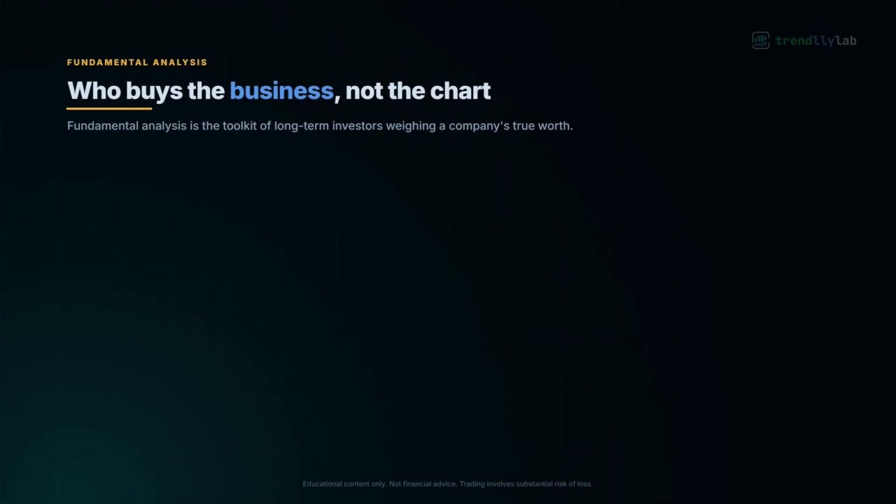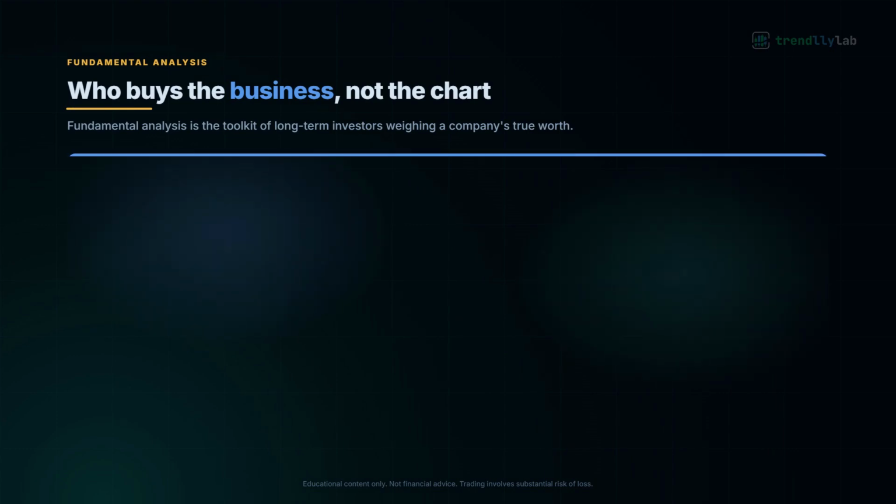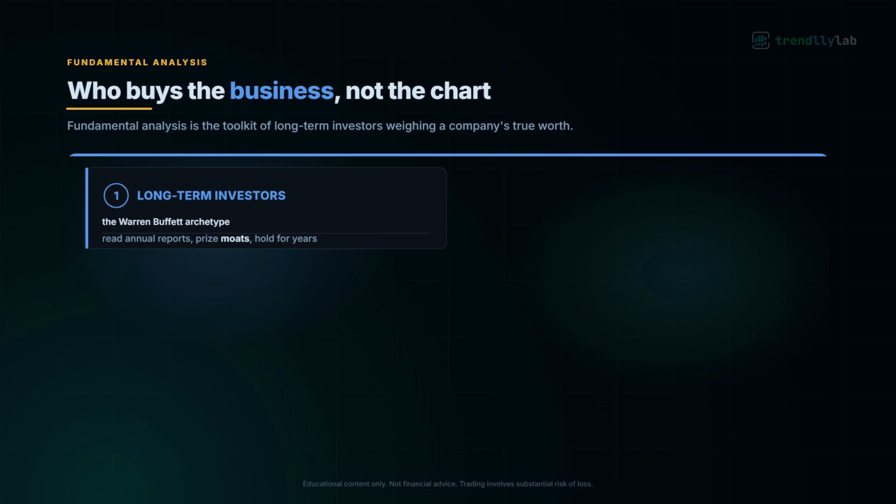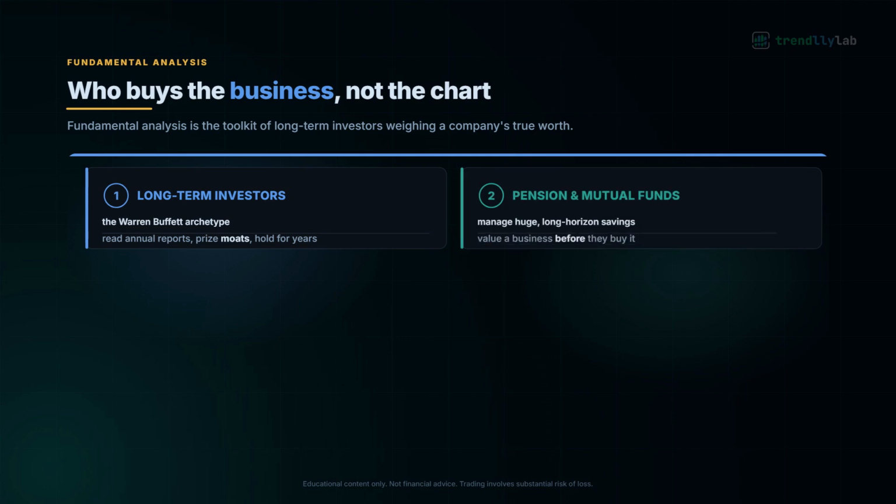Fundamental analysis is the toolkit of people who buy the business, not the chart. Four groups lean on it. 1. Long-term investors. The Warren Buffett archetype. They read annual reports, prize competitive advantages, and hold for years or decades. 2. Pension and mutual funds. They manage huge, long-horizon savings, so they value a business before they buy it.